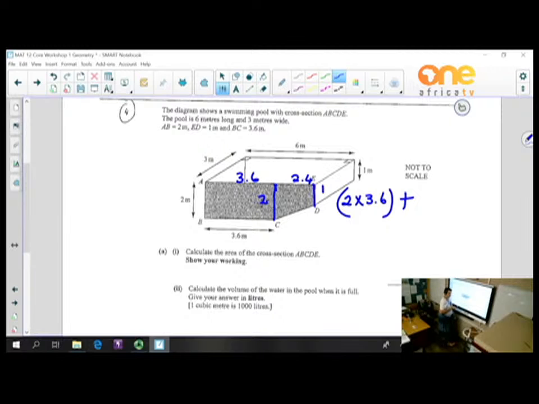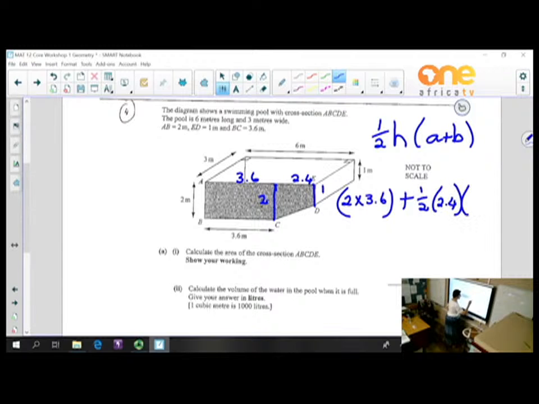So this is a trapezium. The formula for a trapezium is half height times A plus B. So this is going to be half of the height, which is 2.4, times A plus B, your 2 parallel lines, which is 2 plus 1. That's how you calculate that one. So the total area is 10.8. This one is 6.